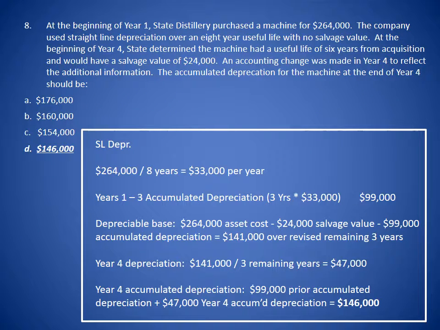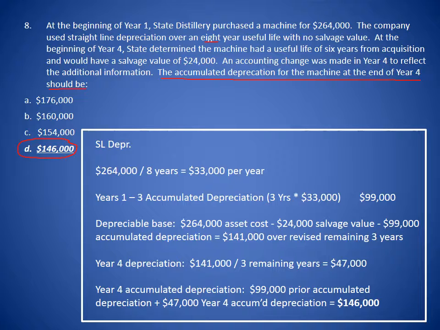Okay, let's take a look at the answer to question number 8. And again, there was a change in facts here where we went from an 8-year life to a 6-year life, and also the salvage value of the machine went from $0 to $24,000. So in this case, when we had to change our accounting in year 4, the question was the accumulated depreciation for the machine at the end of year 4 should be, and the answer in this case is D, $146,000. So let's follow the process here.